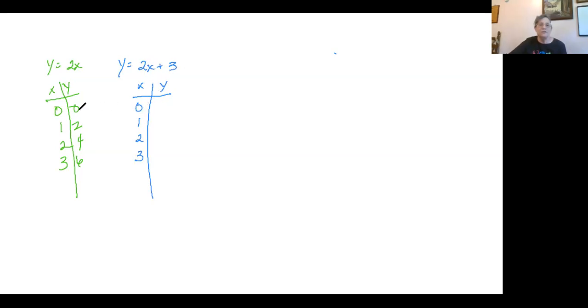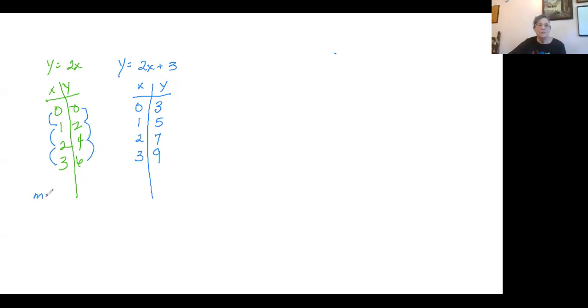So 2 times 0 is still 0, plus 3 is 3. 2 times 1 is still 2, plus 3 is 5. 2 times 2 is 4, plus 3 is 7. And the next one's going to be 6 plus 3 is 9. Notice here that every time the x increases by 1, the y increases by 2.